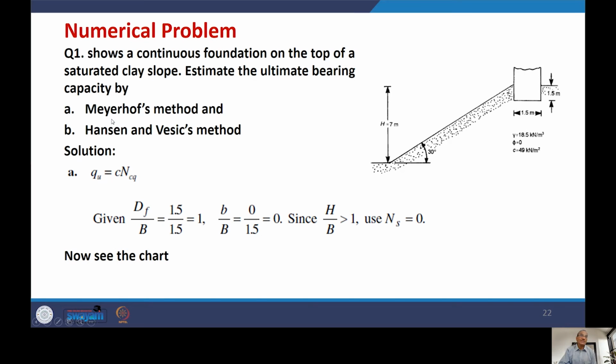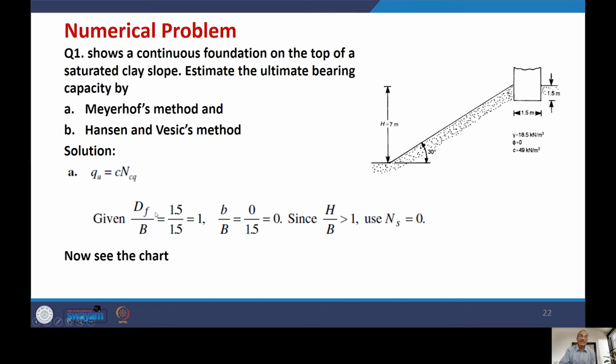So first, let's use Meyerhof's method. Because it is a saturated clay, only the first term, C and NcQ, will be applicable, because the others, N gamma and NQ, will be 0. So in Meyerhof's case, N gamma Q will be 0. As a result, the ultimate bearing capacity is simply given by this relation. Now, to find the value of NcQ, we need to use the chart given by Meyerhof, and we need to have some parameters.